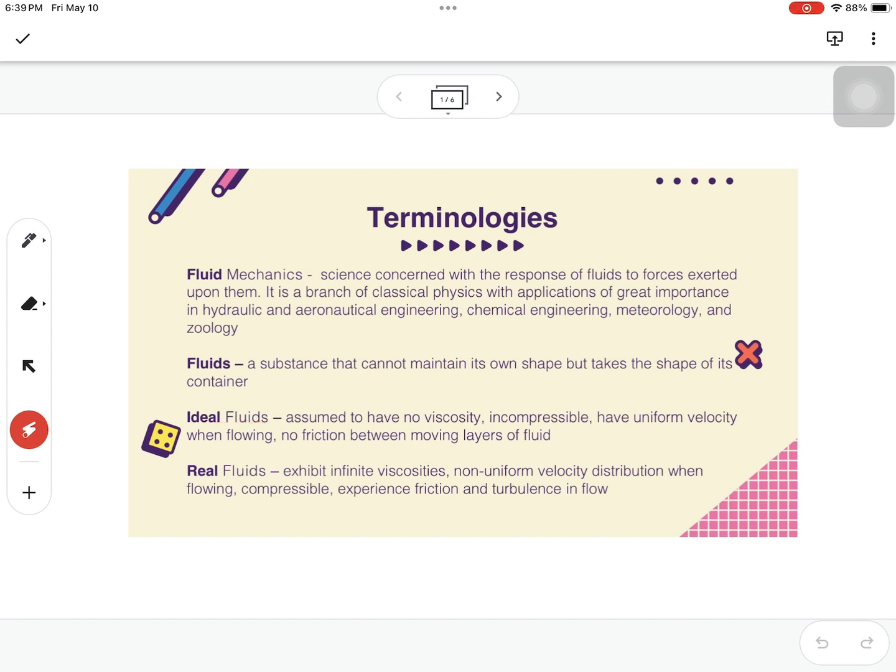Ideal fluids have no viscosity, are incompressible, have uniform velocity, and no friction. However, it is only a theoretical concept used in fluid mechanics. Real fluids have non-uniform velocity distribution, are compressible, and experience friction and turbulence.